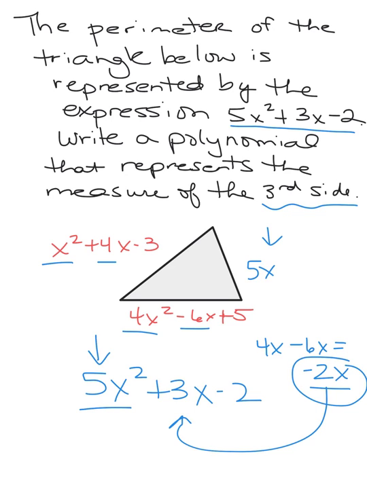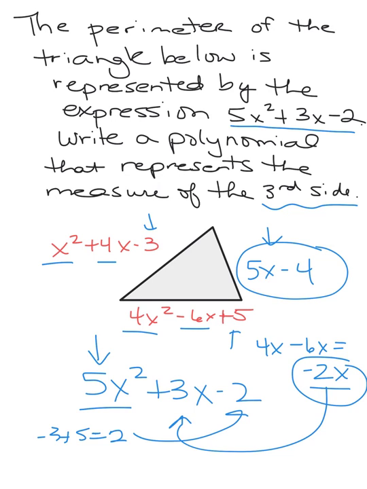I'll do the same thing looking at my constant. I have a negative 3 and a positive 5. So negative 3 plus 5 gives me positive 2. I'm trying to get to negative 2. So how do I get to negative 2? I need to subtract 4. So my missing side is 5x minus 4.